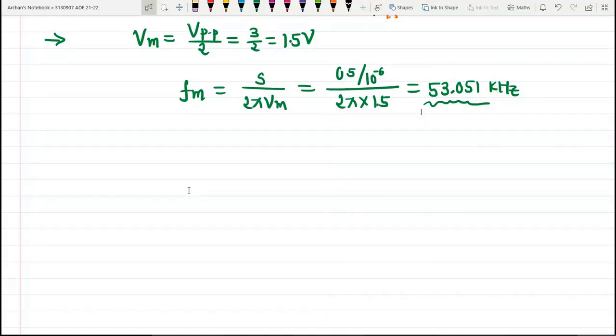Why? Because what we are doing in these BJTs and MOSFETs, we are doping some impure materials. Silicon is doped.